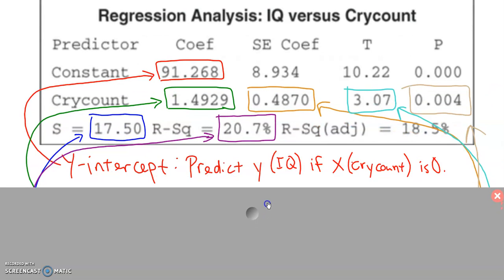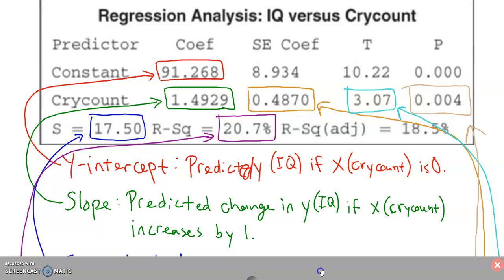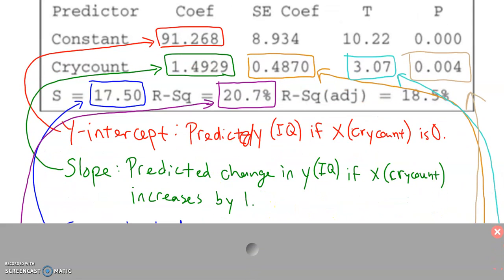So let's start with this red number here. This number is called the y-intercept of the regression model. It's the predicted y, or in this case IQ, if x, or cry count, is 0. So it's what we would predict an IQ score for a baby if we measured no crying. Next number here is this green one right here. This is the slope of the line, and it's the predicted change in y if x increases by 1. So for this data, it would be the predicted change in IQ if the cry count increases by 1.